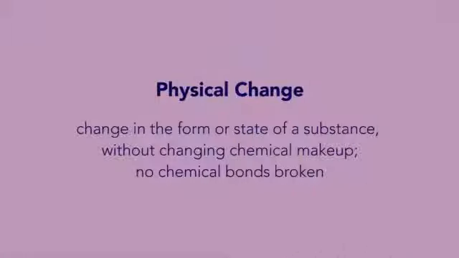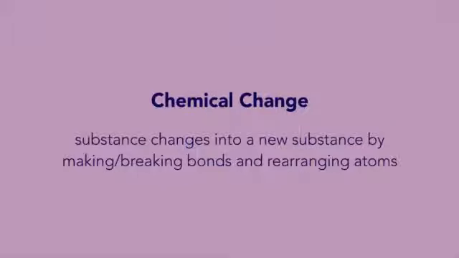Alright, and just so we're clear, physical change: change in the form or state of a substance without changing the chemical makeup. No chemical bonds broken. Chemical change: substance changes into a new substance by making and breaking bonds and rearranging atoms. So how do we tell physical and chemical changes apart?